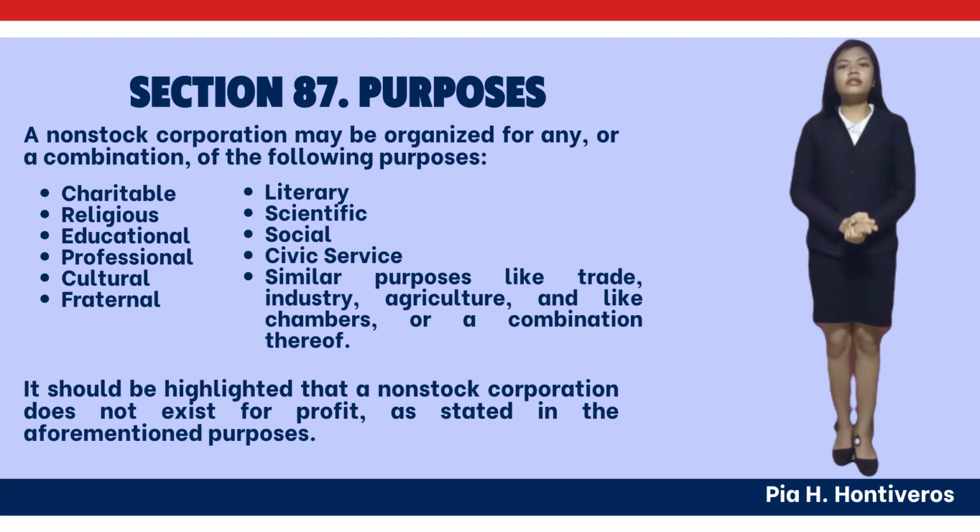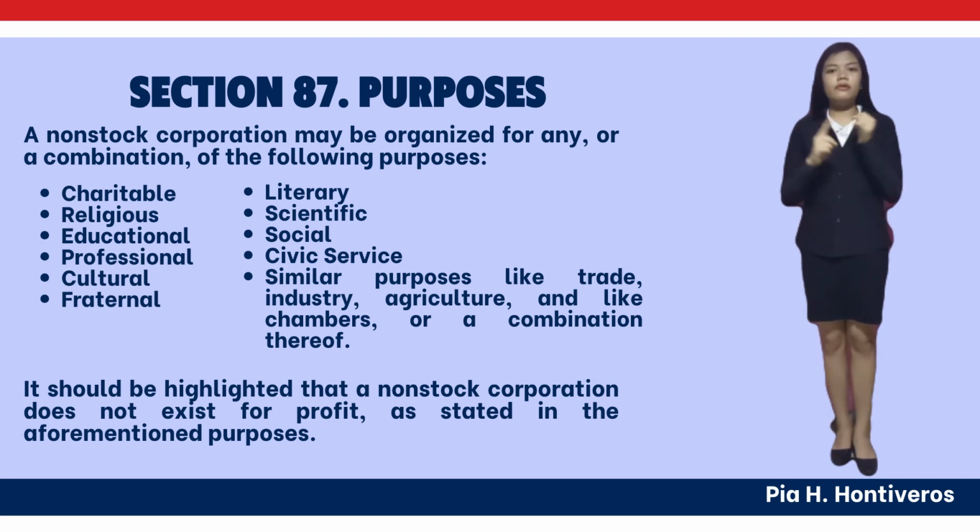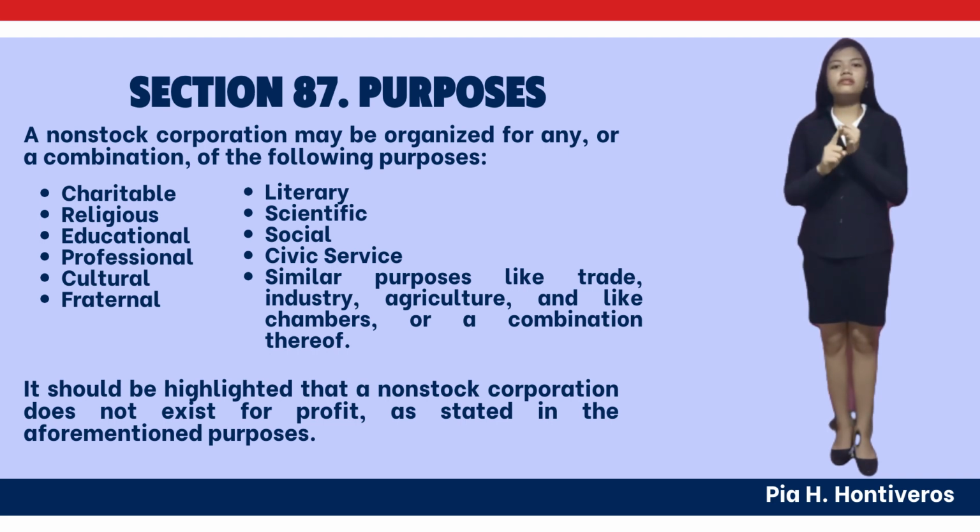Section 87 states the purposes of a non-stock corporation. A non-stock corporation may be organized for any or a combination of the following purposes: charitable, religious, educational, professional, cultural, fraternal, literary, scientific, social, civic service, similar purposes like trade, industry, agriculture, and like chambers or a combination thereof.